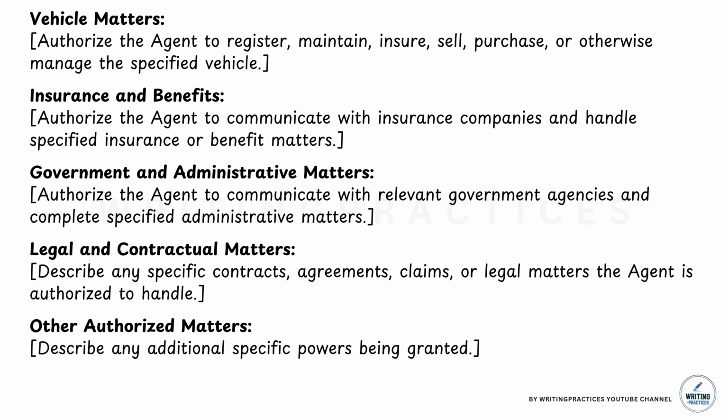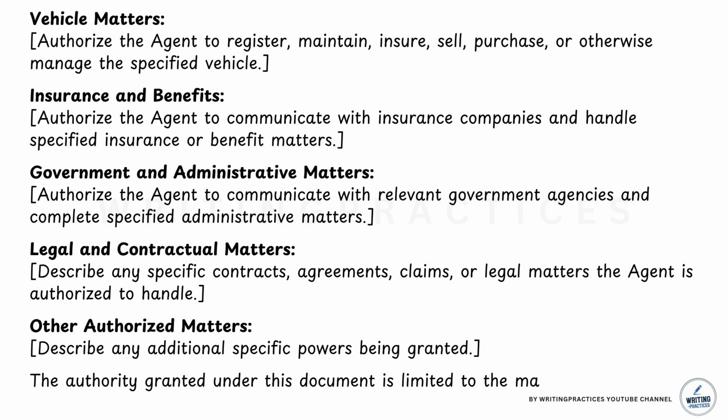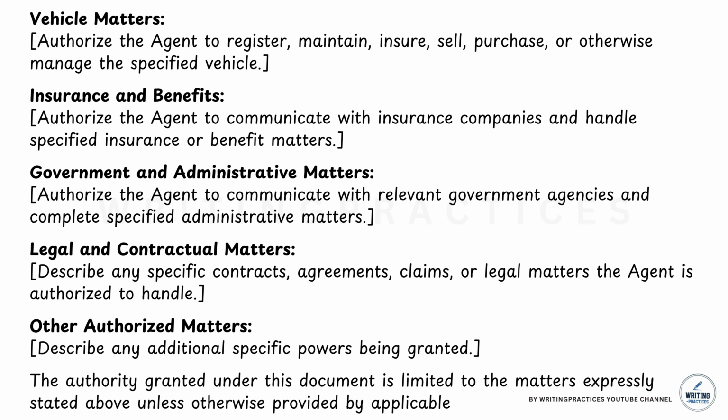The authority granted under this document is limited to the matters expressly stated above, unless otherwise provided by applicable law. This section should be completed with great care. For financial matters, specify which accounts or financial responsibilities the agent can handle. For housing and property, identify the particular property and explain what the agent can do. For vehicle matters, identify the vehicle and clearly state whether the agent can register, insure, maintain, purchase, or sell it.